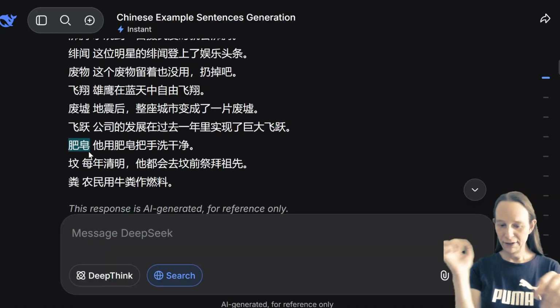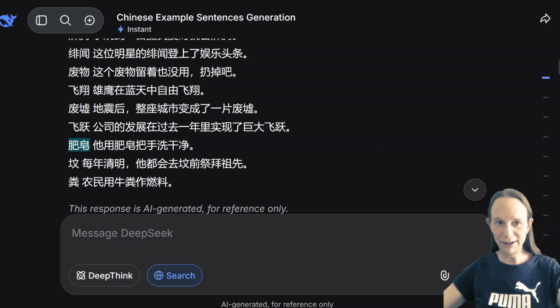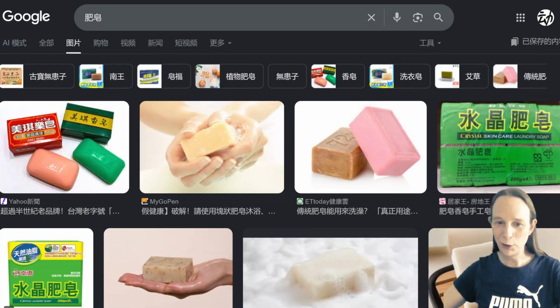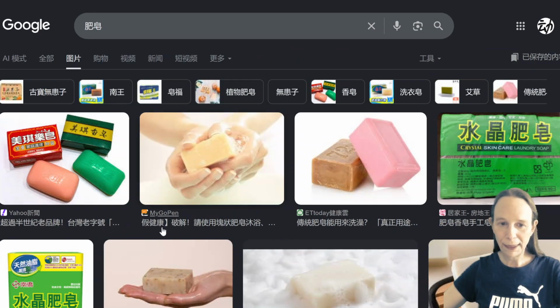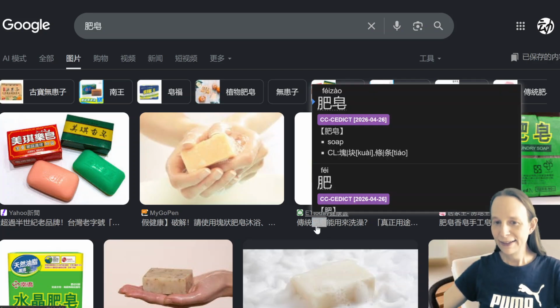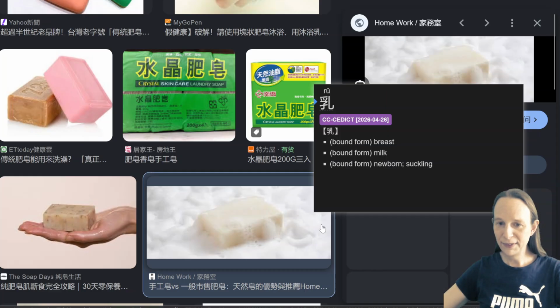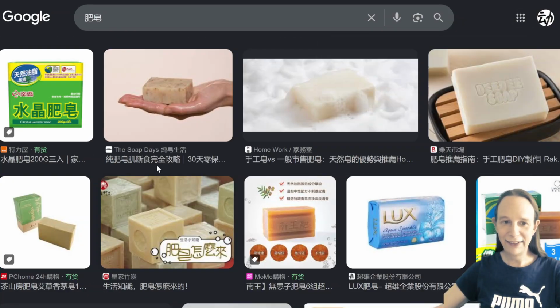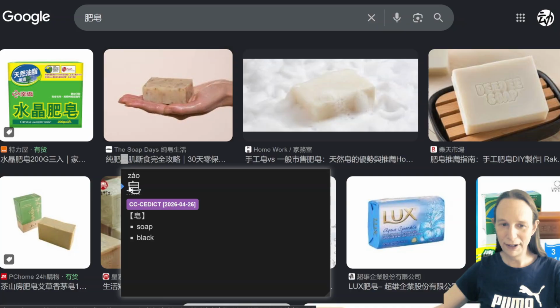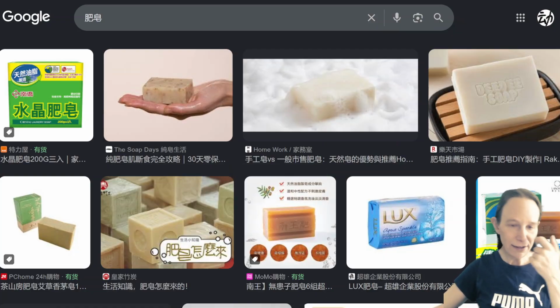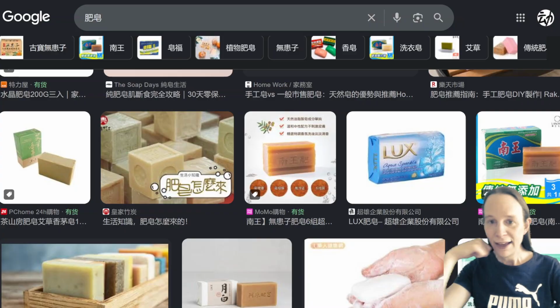All right. 肥皂. Yeah, 肥皂, you just need to know. It's the Chinese word for soap. Why is it this? I don't know. 肥 is fat. So 肥皂, fat. I don't know what 皂 means. I only recognize it from this word. Black. No, it's a word for soap, isn't it? 肥皂. Yeah. Soap.